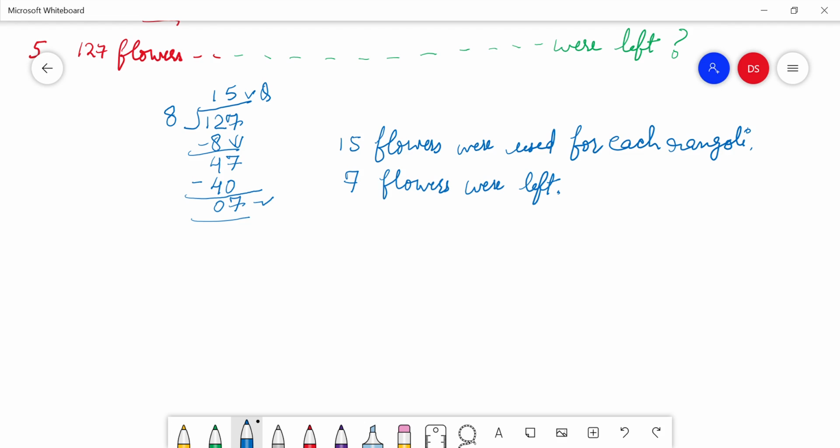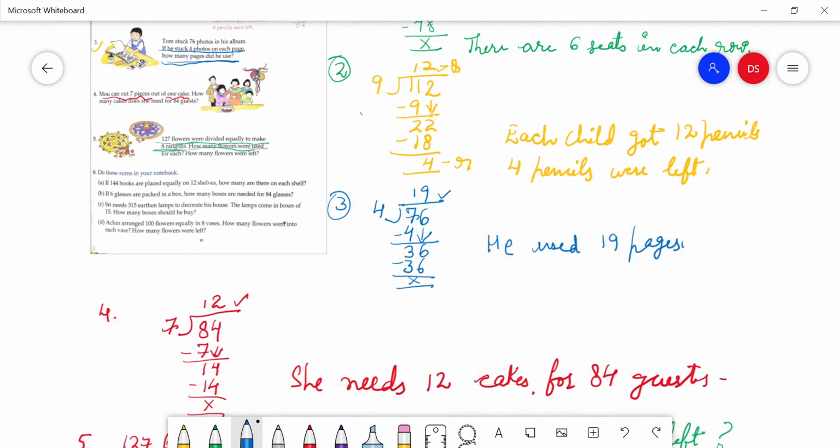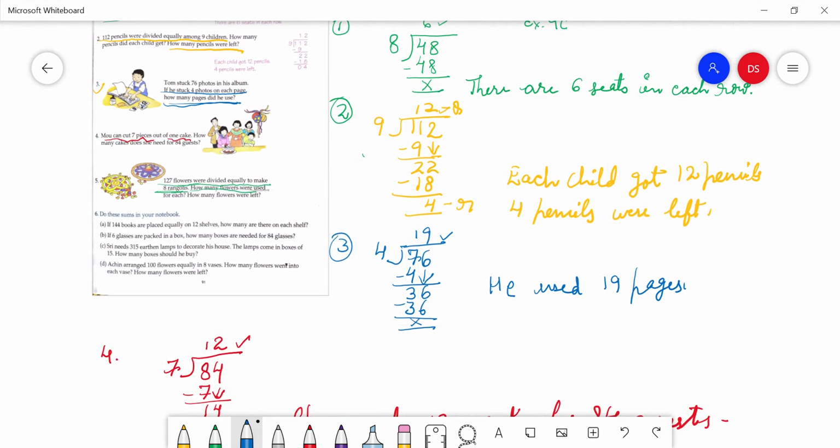Now question number 6. Here there are 4 parts A, B, C and D. So first of all we will do A part. I am showing you the question also. The question is, if 144 books are placed equally on 12 shelves, how many books are there on each shelf? The total number of books is 144, and there are 12 shelves.